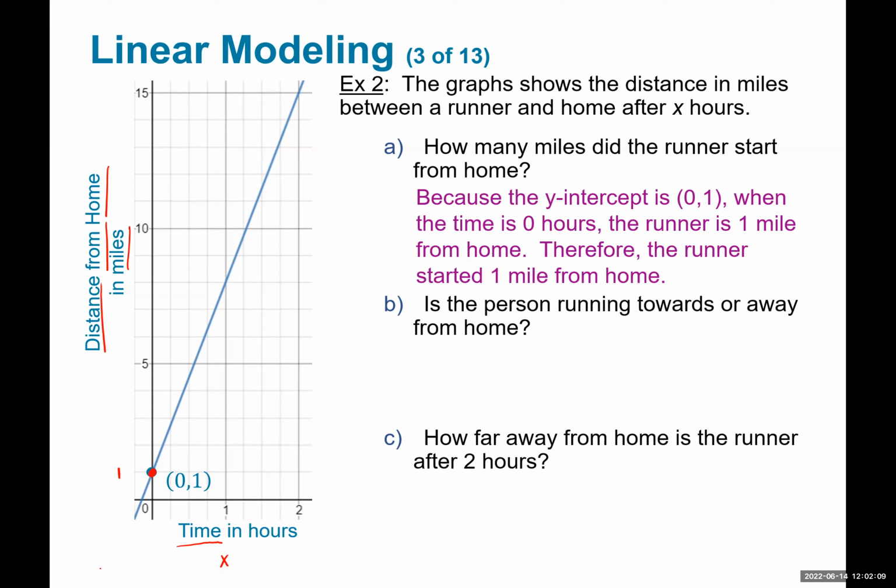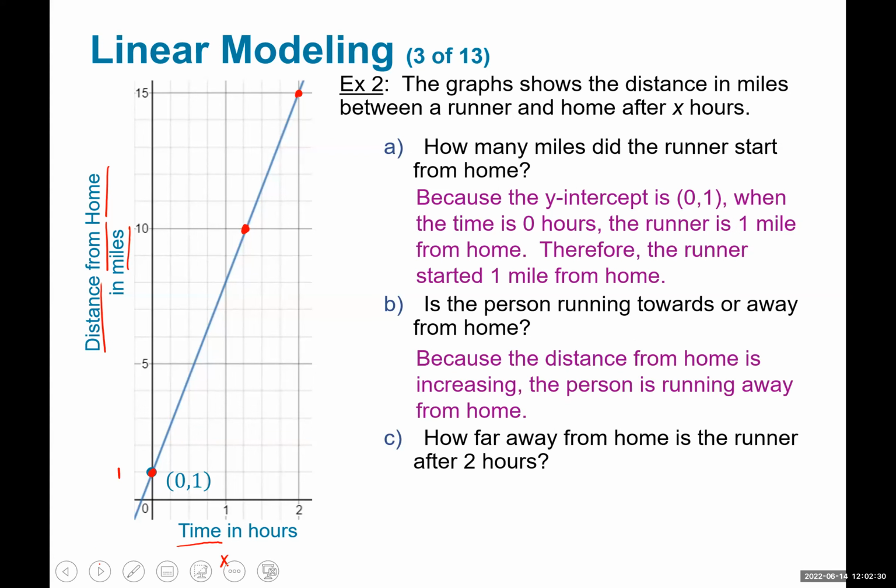So therefore, he started a mile away from home. Is the person running towards or away from home? Because his distance from home is increasing, after 1.25 hours, he's already 10 miles from home, and then 15 miles from home at 2 hours. We know that he's running away from home because the distance is increasing.